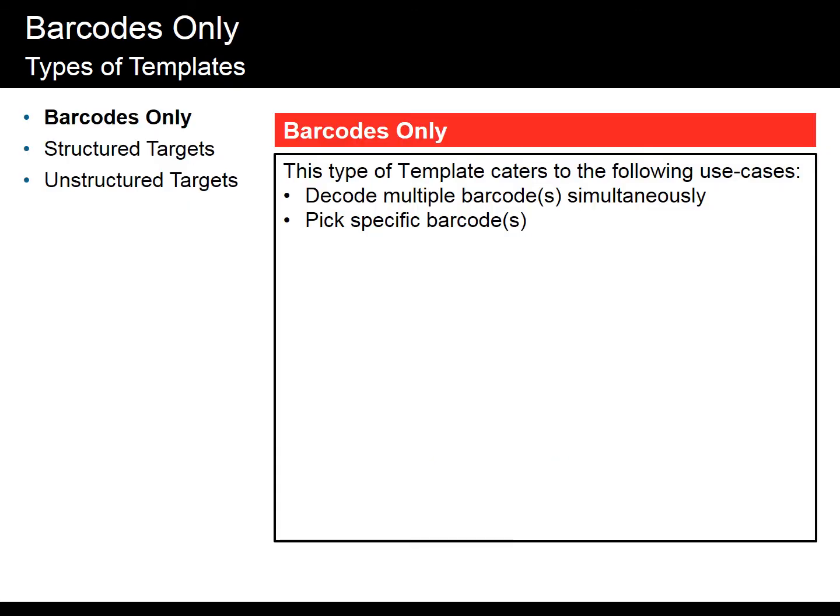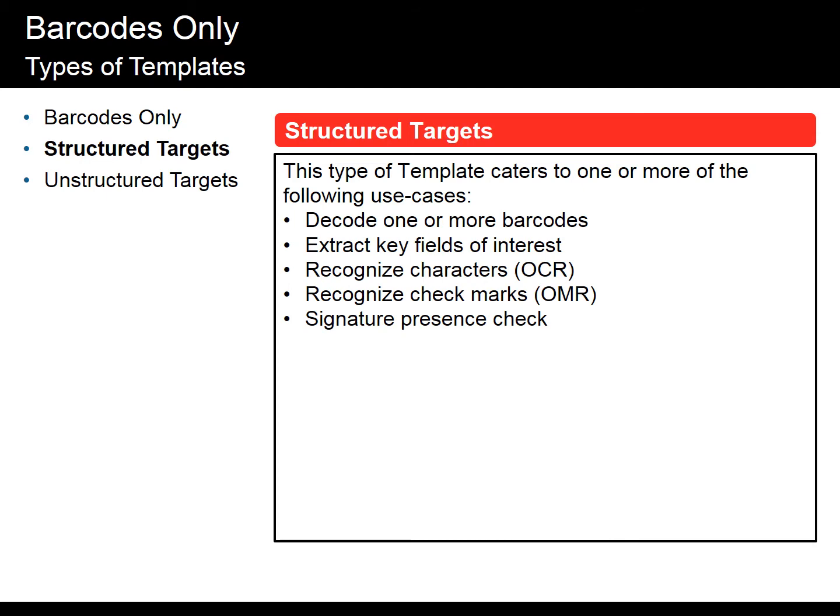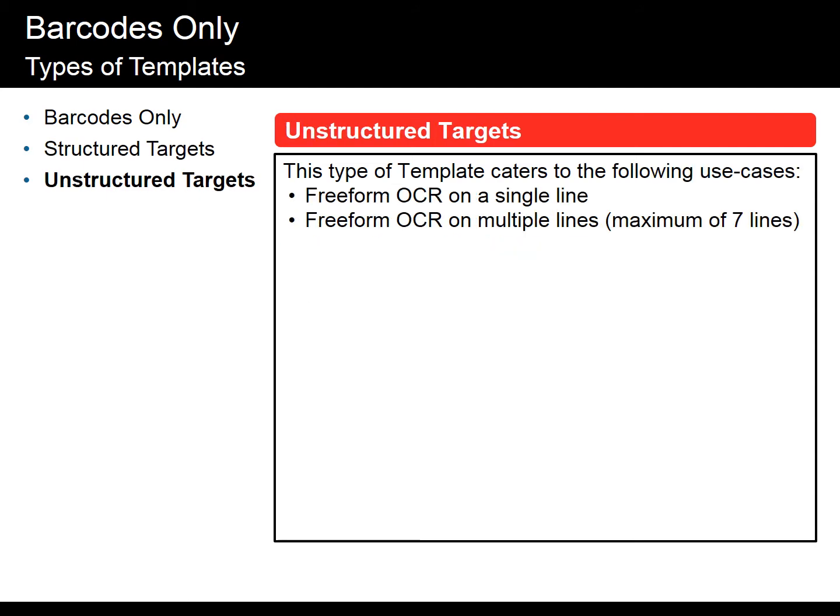The barcodes-only template is useful in decoding multiple barcodes simultaneously or for picking specific barcodes. The structured targets template caters to one or more use cases. It is useful in decoding barcodes, extracting key fields of interest, recognizing characters, recognizing check marks, and checking the presence of a signature. The unstructured targets template is useful in free-form OCR on a single line and in freeform OCR on multiple lines.